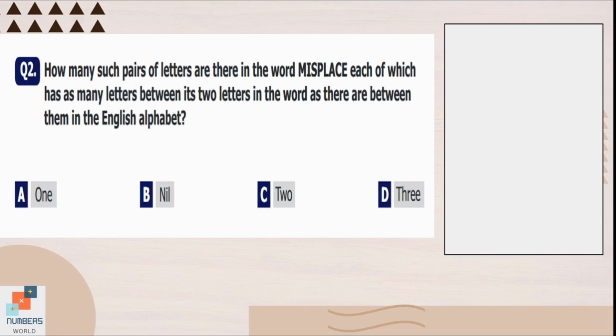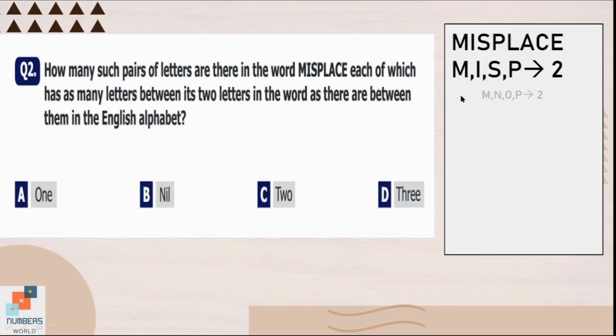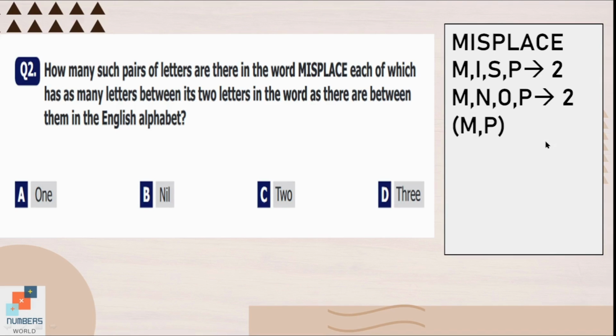Question number 2. How many such pairs of letters are there in the word misplace, each of which has as many letters between its 2 letters in the word as there are between them in the English alphabet? So here we can see in the word misplace there are exactly 2 letters between M and P, which are I and S. And if we arrange the letters in alphabetical order, there are 2 letters between M and P, which are N and O. So this is our pair number 1, M and P.